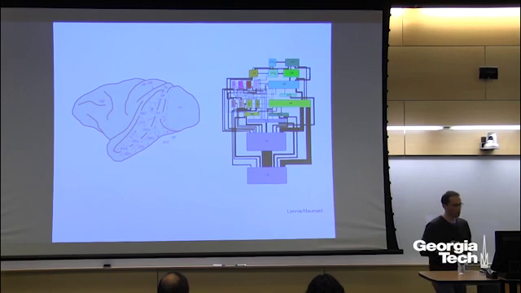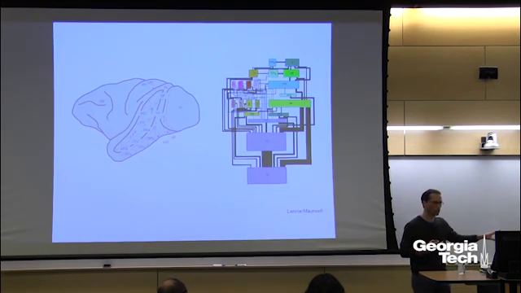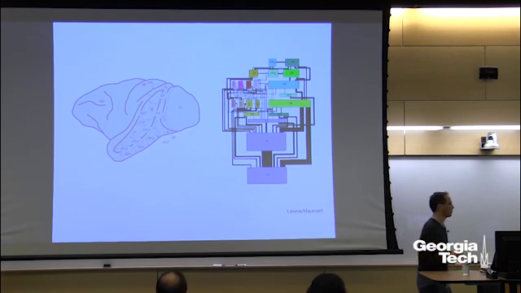OK, so let me tell you a little bit about the system that the Monte study was done in. And this is also the system that all of the work today is going to be performed in, which is the macaque visual system, so the visual system of the monkey. This is a side view on the left of the monkey brain. The labeled areas are the ones involved in vision. So about 40% of the monkey cortex is involved in vision.